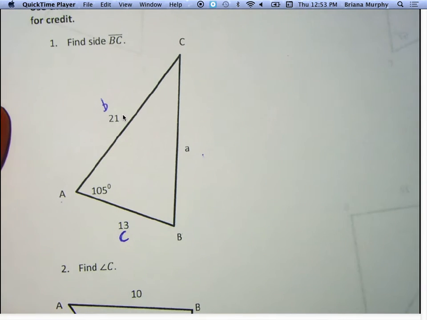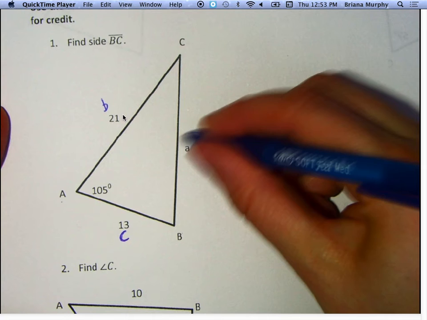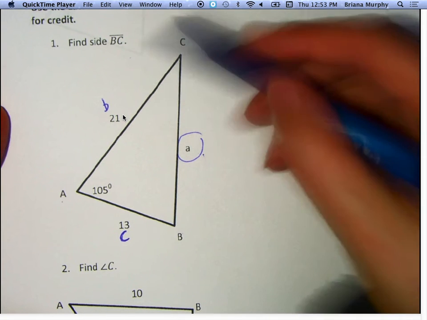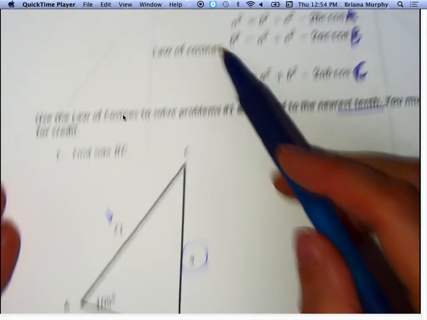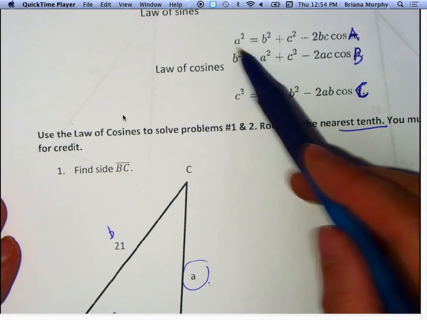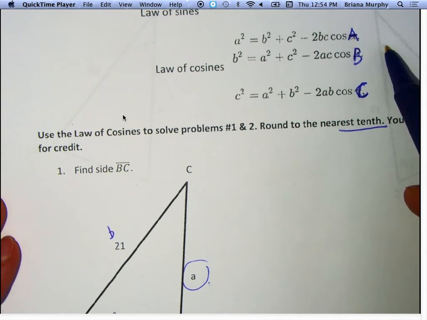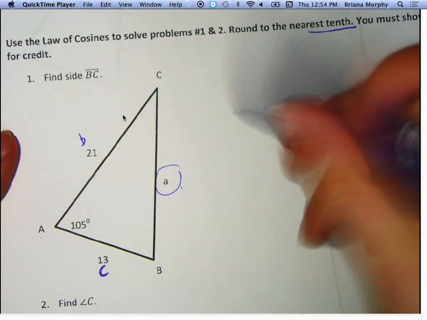So now I am going to find little a, because that's between B and C. So that's that line that I'm talking about. We're going to go up here. We're looking for the law of cosines that has a little a at the front, so I'm going to use this top one. I'm going to rewrite it right here.